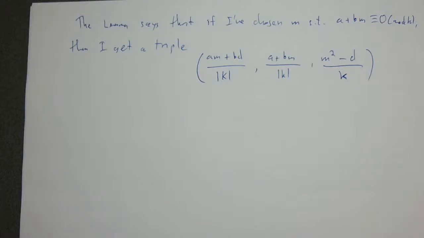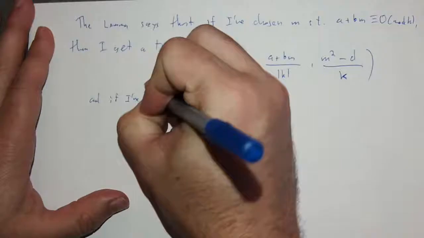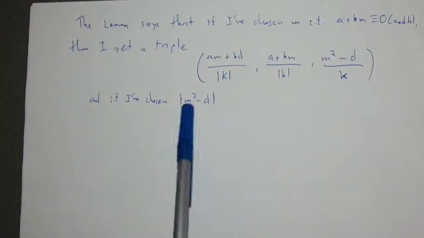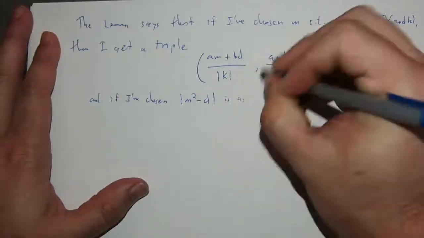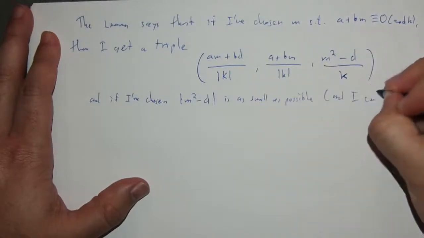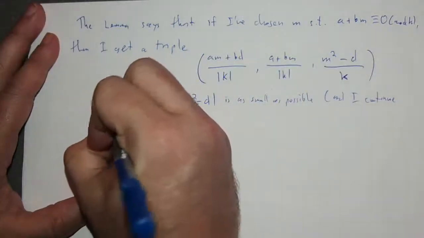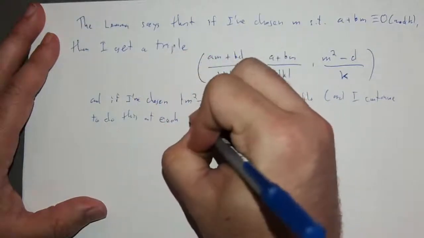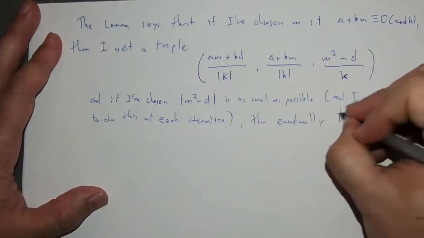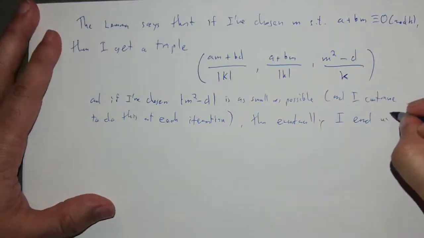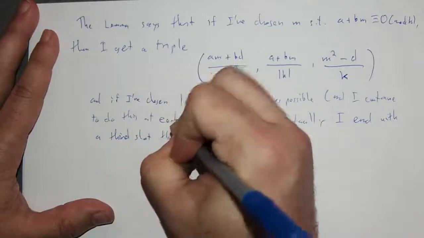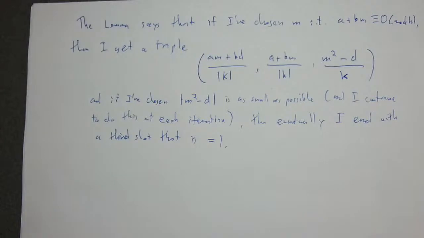And if I've chosen m such that the absolute value of m squared minus d is as small as possible, and I continue to do this at each step, then eventually I terminate this process with a third slot that is equal to 1, i.e. a solution to Pell's equation.